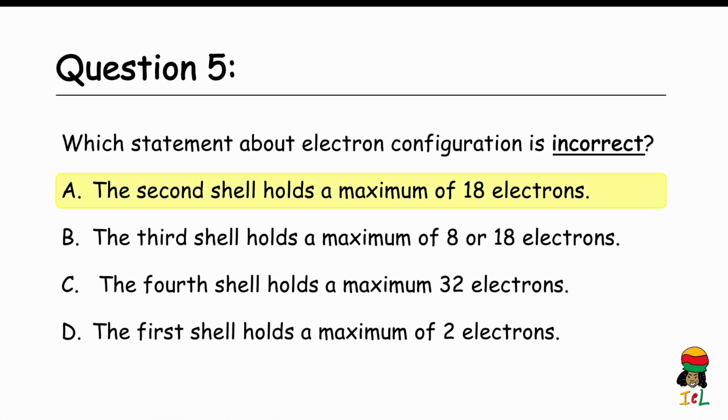The answer is A. The second shell holds a maximum of 8 electrons and not 18. Hence, A is the incorrect statement about electron configuration.